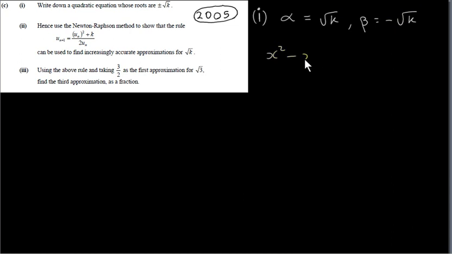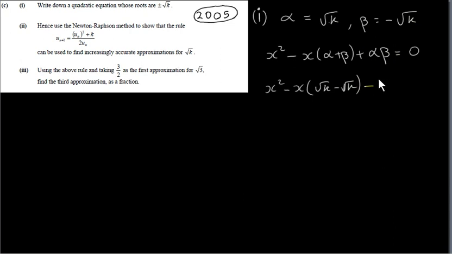Then we know that we can form a quadratic equation with these two roots by writing down x squared minus x times the sum of the roots plus the product of the roots equals 0. So we can plug root k in for alpha and minus root k in for beta. So alpha is root k, beta is minus root k. And we have the product of the roots, that is root k multiplied by minus root k.